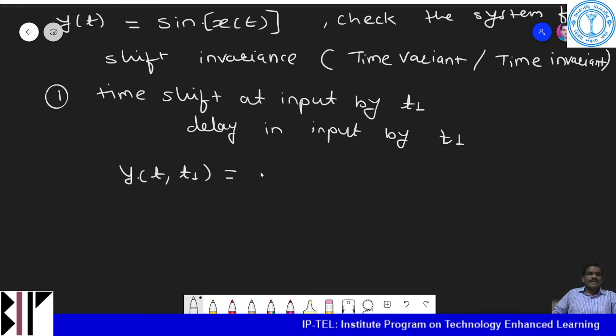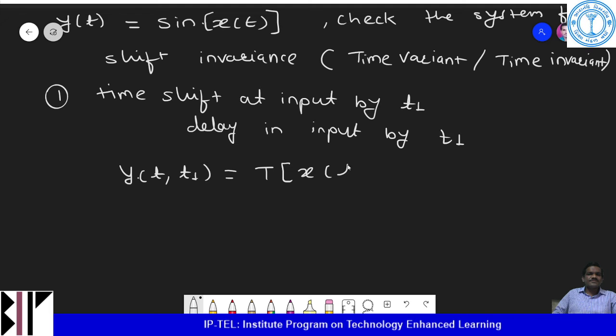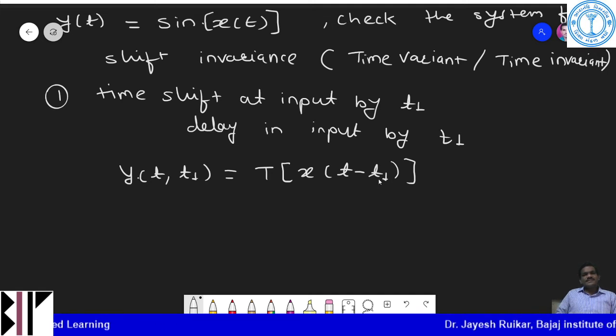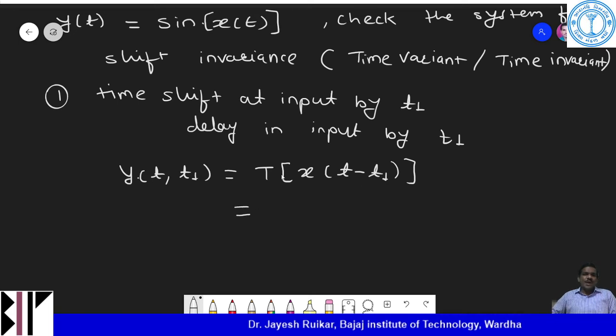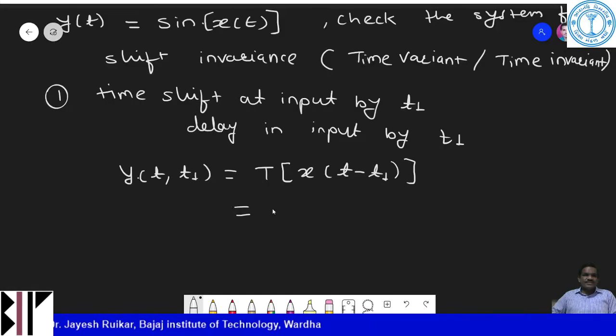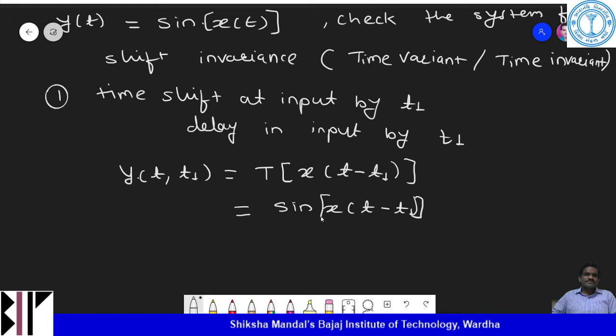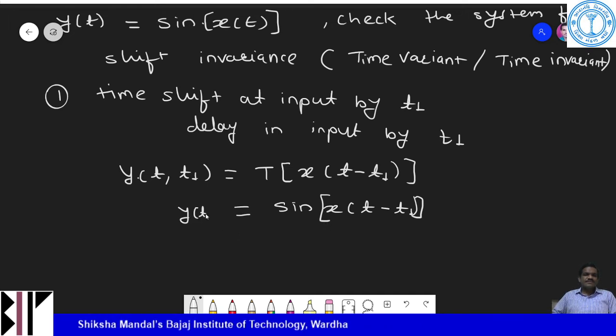So here we are delaying, so the transformation is on x of t minus t1. So it is just time shifted, or you can say it is time delay at the input. Y of t is nothing but sine of x of t minus t1. This is your y of t comma t1.